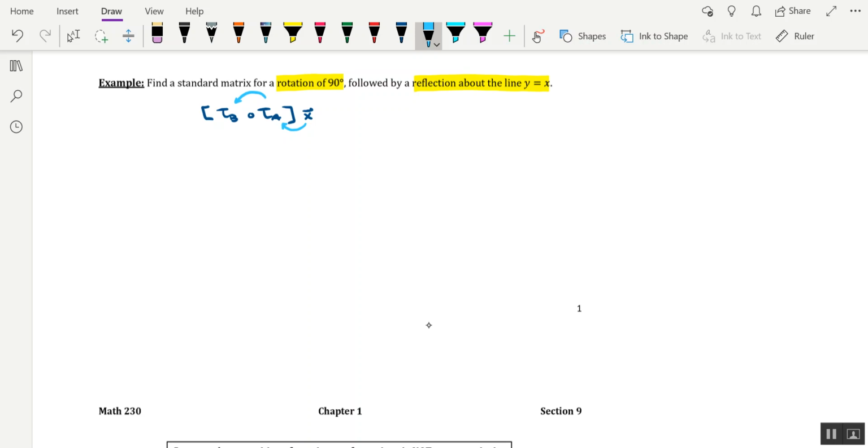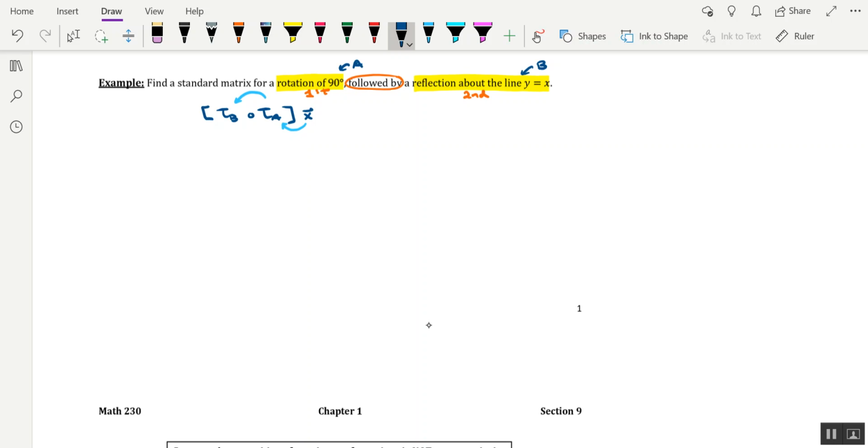Okay, now going back up to the instructions, there's this keyword or key phrase here, followed by. So this means that the reflection about the line y equals x happens second, which means the rotation of 90 degrees happens first. Okay, so our matrix A should be associated with the rotation of 90 degrees, whereas our matrix B should be associated with the reflection about the line y equals x.